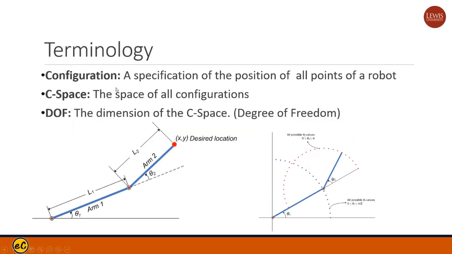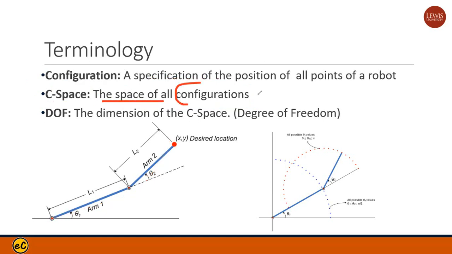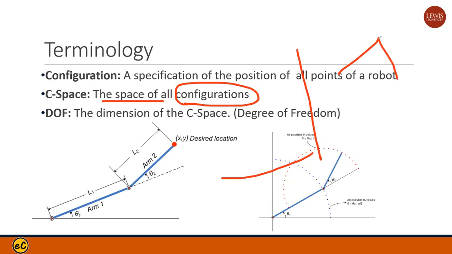Configuration is the specification of the position of every point of the robot. So the location of your robot, say this one here, is one configuration. The space of all configurations is called C space. So C space means the space of all possible configurations. Configuration means your robot may have a combination of these. If you have two sections of the arm, it can be this or this. Whatever combination is possible using your robot is called a configuration, and the set of all possible configurations we call C space, configuration space.